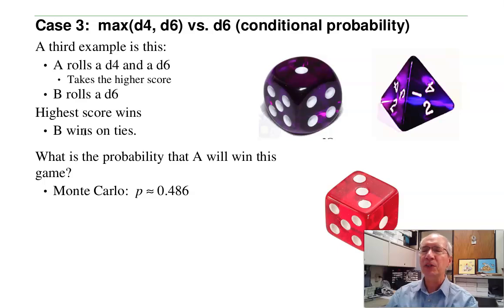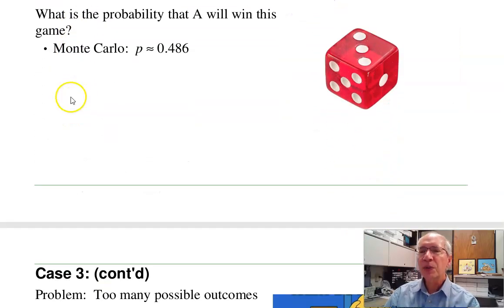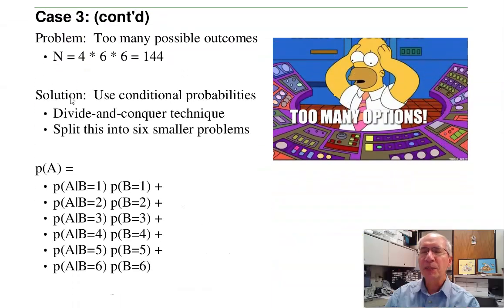Now let's go back to what we did earlier. A rolls a 4-sided die and a 6-sided die, takes the larger of the two numbers. B rolls a 6-sided die. What's the chance that A wins if B wins on ties? Back with Monte Carlo, we got the odds being roughly 48.6%. Can I get the same answer using enumeration? Well, there's a problem here. There's just too many combinations. I've got a 4-sided die, a 6-sided die, and a 6-sided die. There's 144 combinations to go through. I don't really want to go through 144 combinations. I could do it, but that's kind of painful.